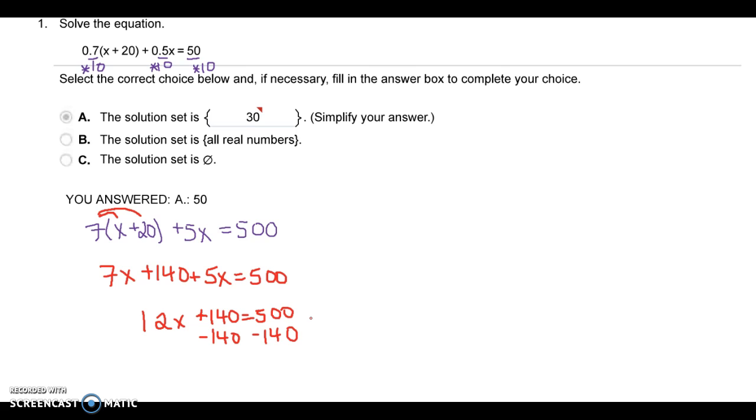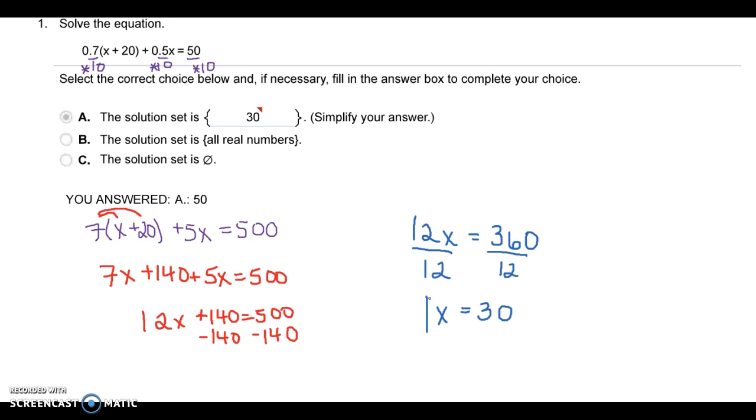Let me change colors here. Alright, we should be at 12x equals, that's going to be 360. And divide both sides by 12. And x should be 30.